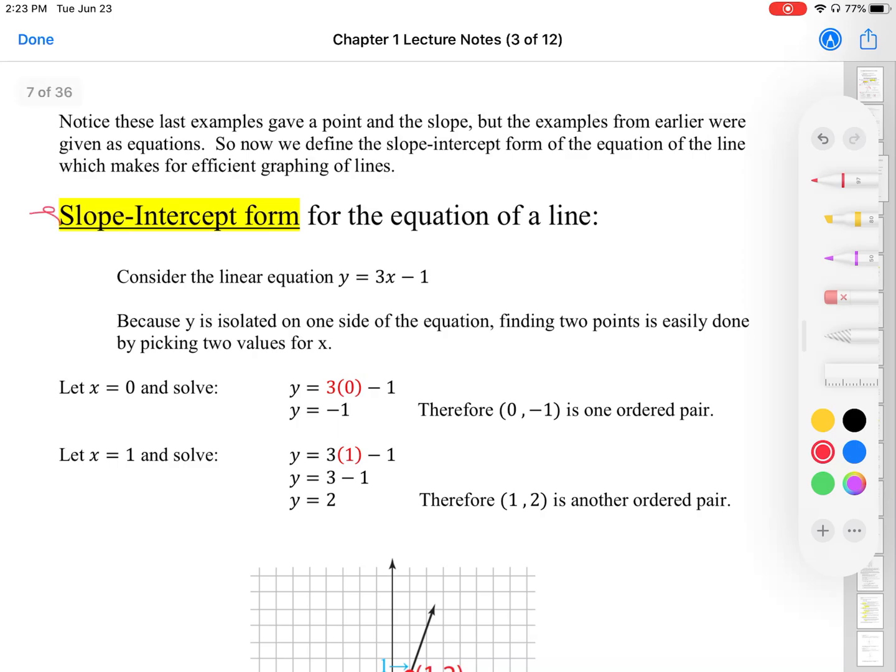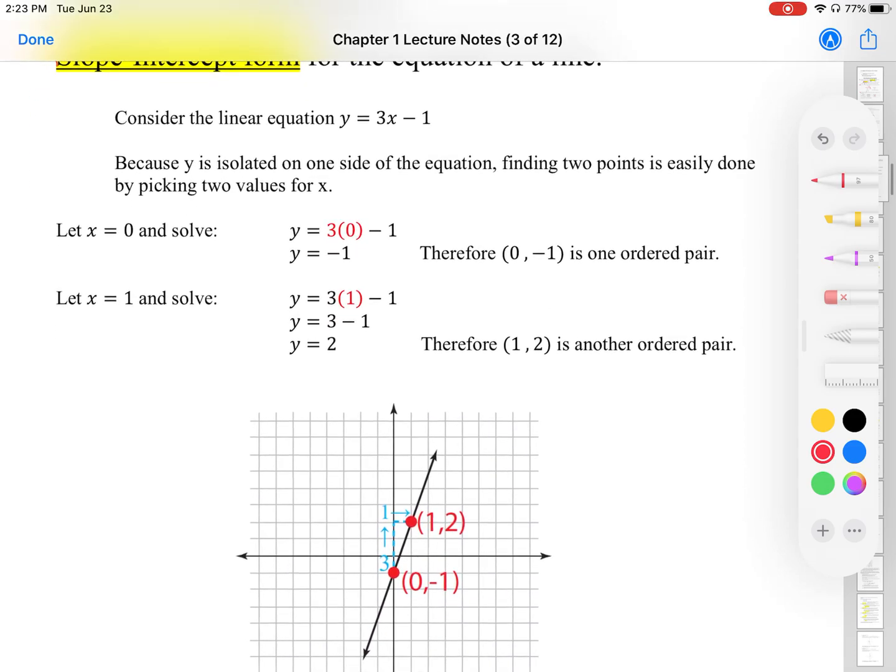Slope-intercept form of the equation of a line. Consider the linear equation y equals 3x minus 1. Because y is isolated on one side of the equation, finding 2 points is easily done by picking 2 values. All right, so let's go ahead and pick 2 points for x. If we let x equal 0, we see our work, we get -1. If we let x be 1, we have 3 minus 1, we get 2. So we have our 2 ordered pairs.